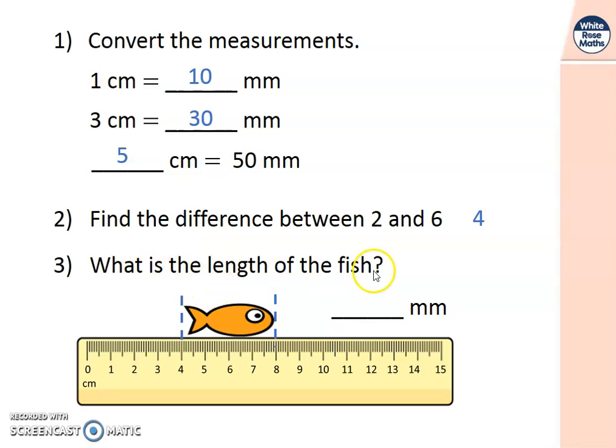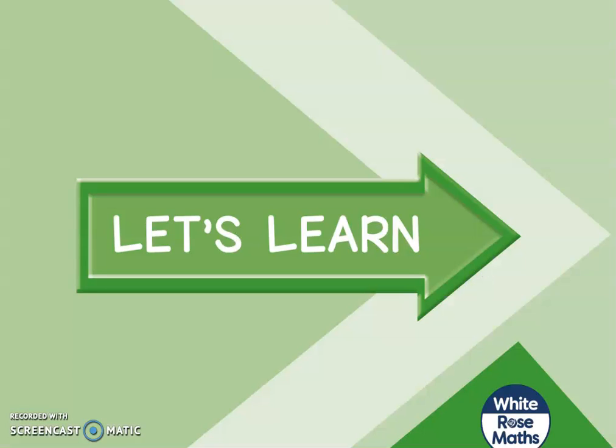Number 3, what is the length of the fish? It's not 8 centimetres because it didn't start on 0. So we start here and we count on. That's 1 centimetre, 2 centimetres, 3 centimetres, 4 centimetres. But we need our answer in millimetres. So we times that by 10. And we get 40 millimetres. Let's move into our learning.